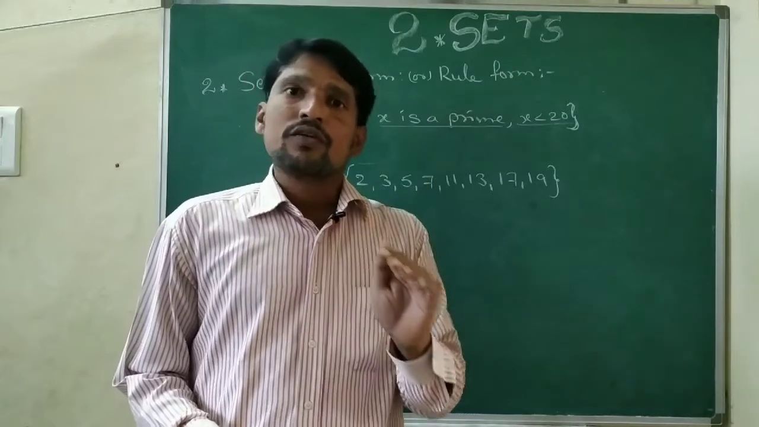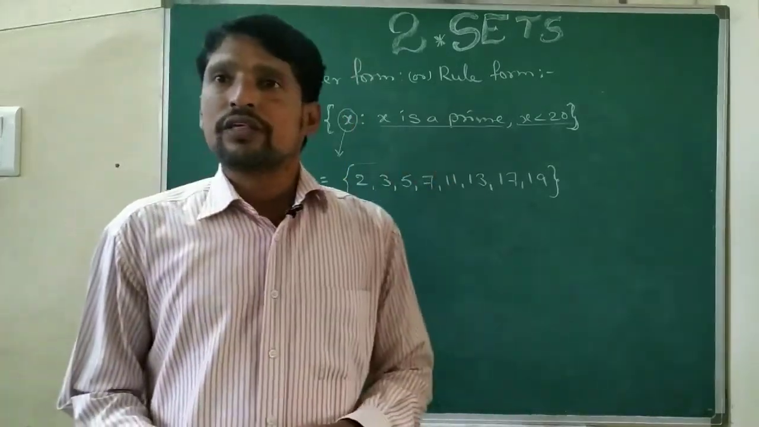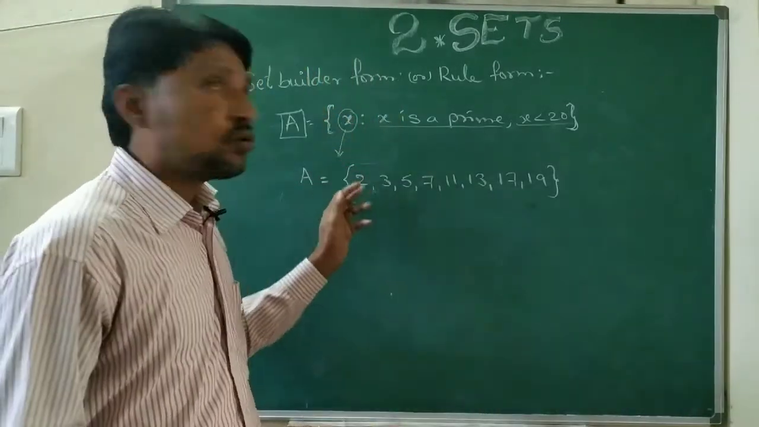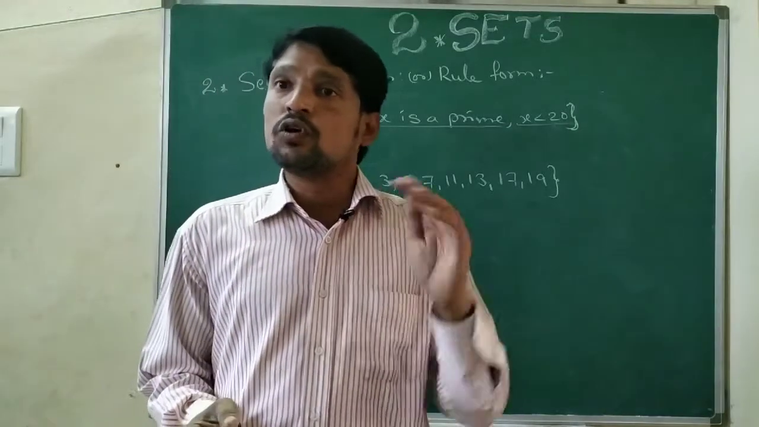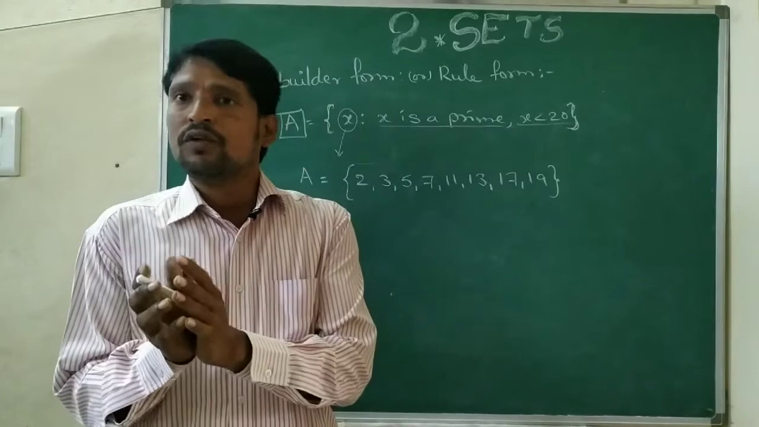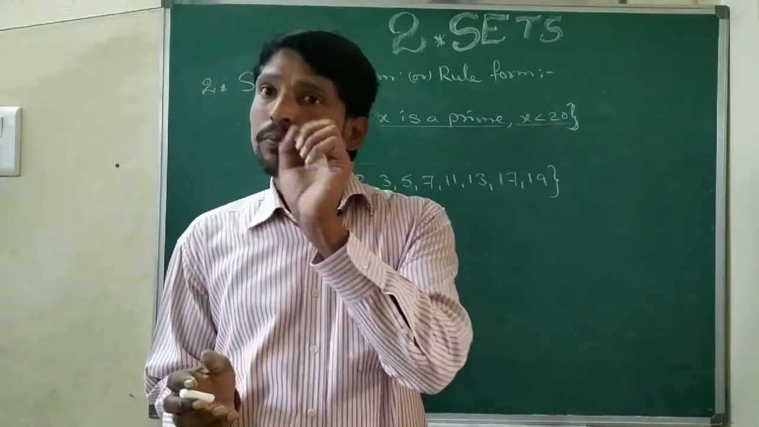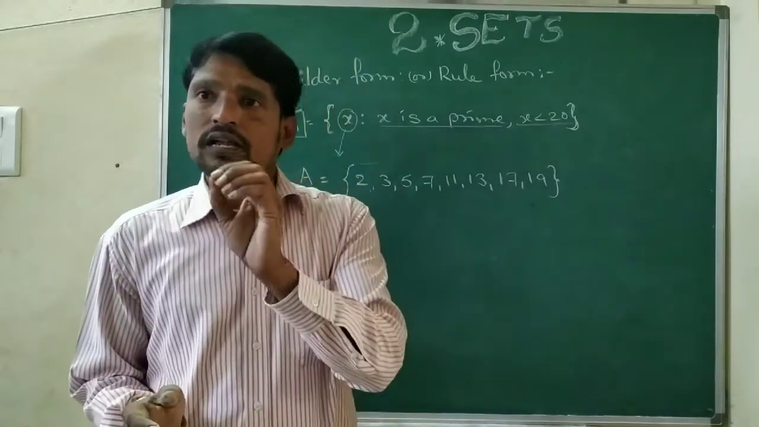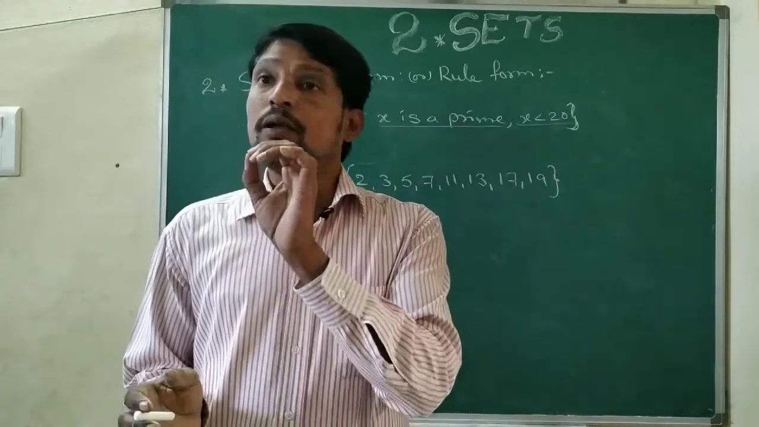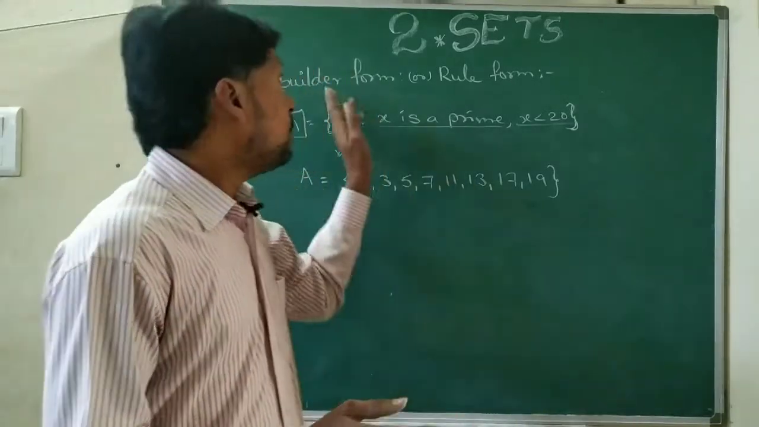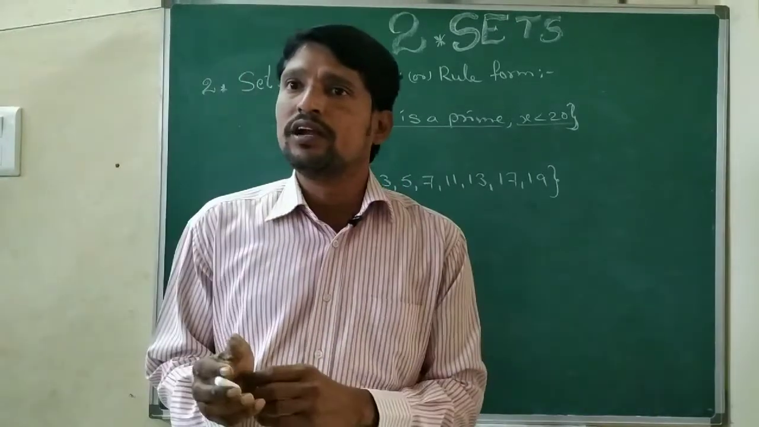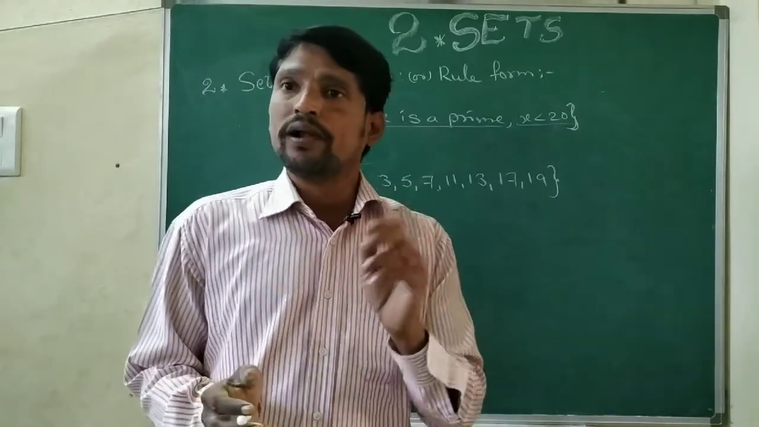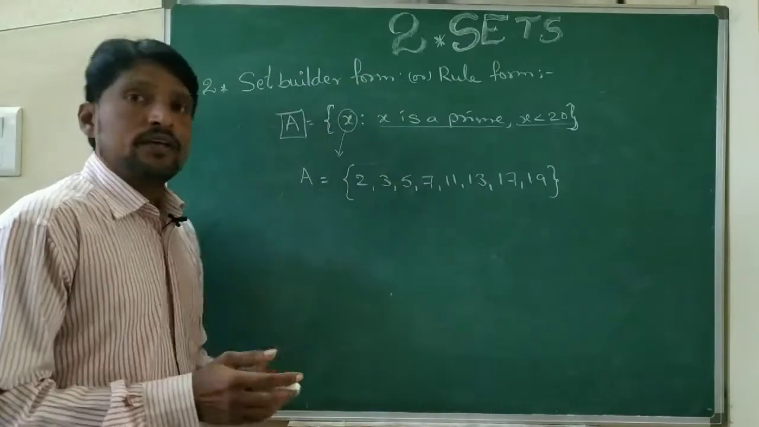In the same way, we can write roster form to set builder form. It is easy to write set builder form to roster form. While writing roster form to set builder form, we should find out the common property of the set and what conditions to write. These are the important points for the set builder form: common property and condition. These 2 points are most important for writing the set builder form.